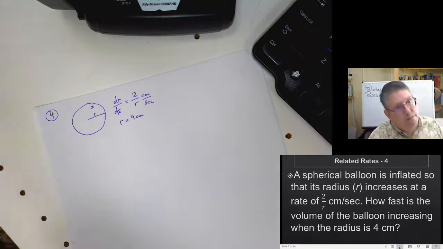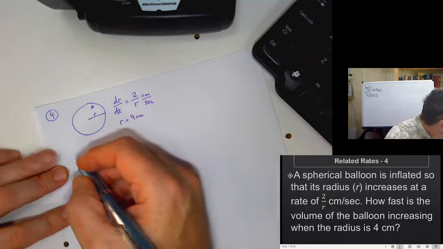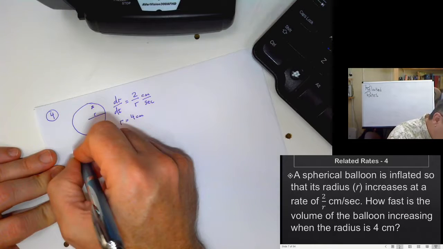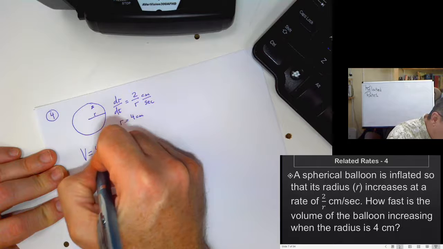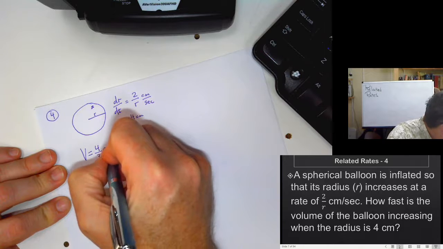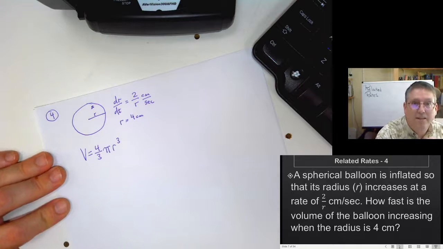So we need the volume of a sphere, right? And again, I'm not going to tell you that I knew this by heart. I had to look it up. The volume of a sphere is 4/3 pi r cubed. All right.